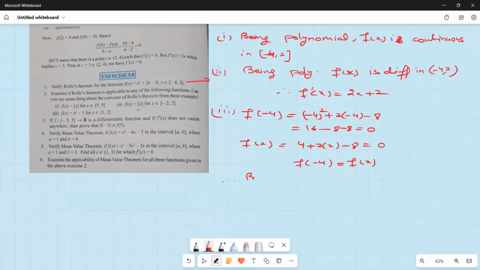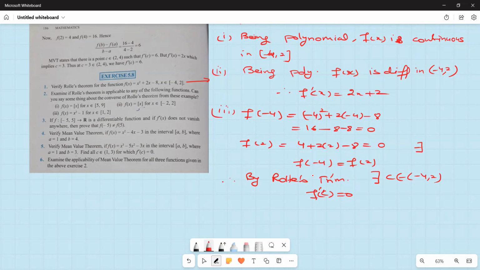Therefore, by Rolle's theorem, what can we say? f dash c is equal to 0, c is an element of (-4, 2). There exists c. This symbol is for there exists. There exists an element c of the open interval (-4, 2) such that f dash c is equal to 0.